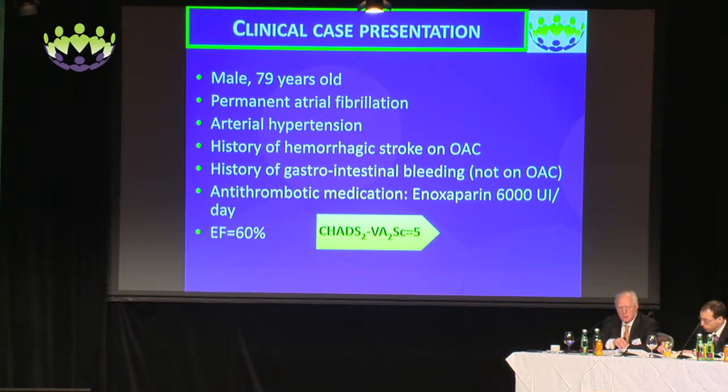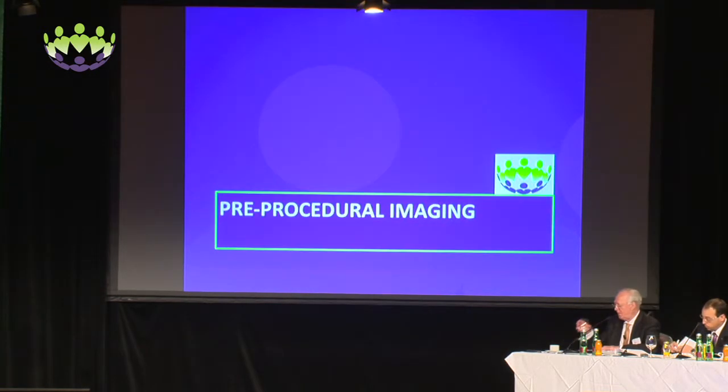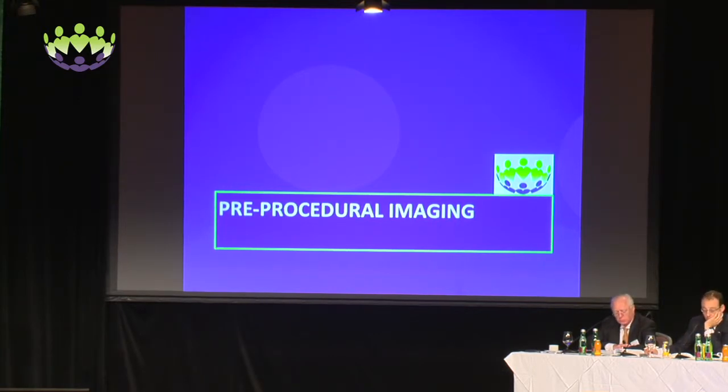In this case, we usually give the anticoagulant treatment, but in this case, the problem is the high bleeding risk that contraindicates the use of the anticoagulant. Underlining the importance of the pre-procedural evaluation, we suggest to use all sources of imaging to get all information to make a safe and effective procedure.